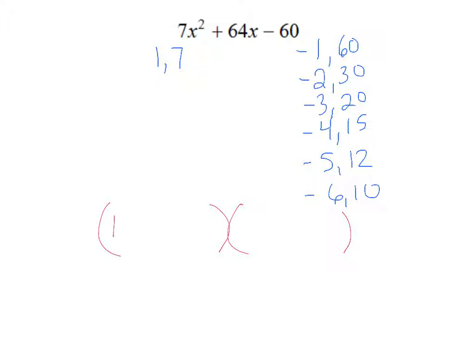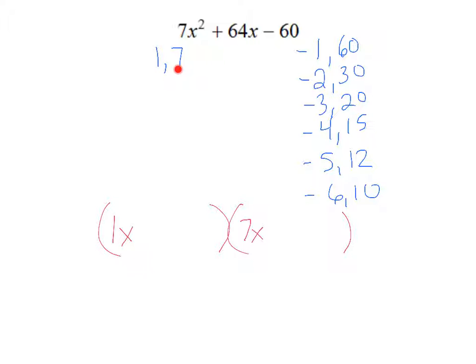And my firsts are going to be 1x and 7x. And then I have to find just the right factors over here so that when I combine them, I'm going to end up with a positive 64x. Now if I look at this, I know that since one of these is negative, one of my numbers is negative, which means I'm going to have a really big positive number so that I end up with a positive 64.